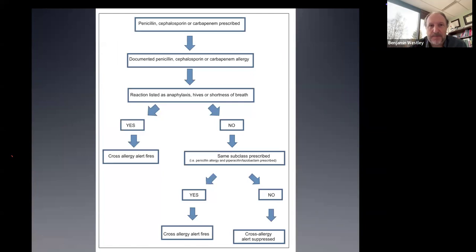So here was their flow. They basically said, if you have anaphylaxis, hives, or shortness of breath, the alert will fire. But on the right side, if you don't, then they suppress the cross-allergy alert. Unless it was penicillin. So if you have a penicillin allergy and then you try to prescribe penicillin, yes, the alert would fire. But if you have a penicillin allergy and you try to prescribe cefazolin or ceftriaxone, the alert would not fire.